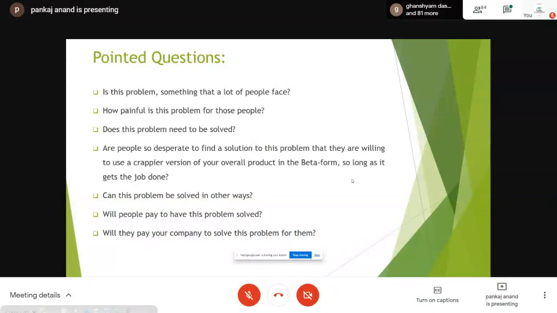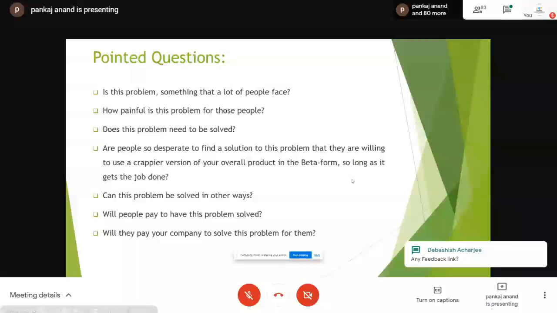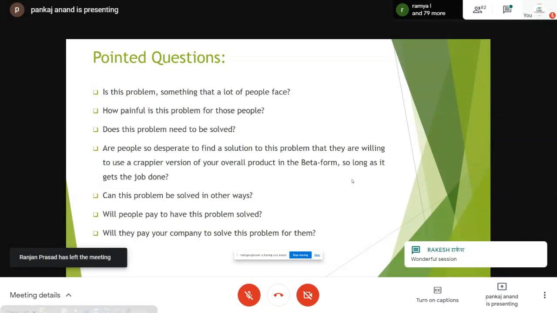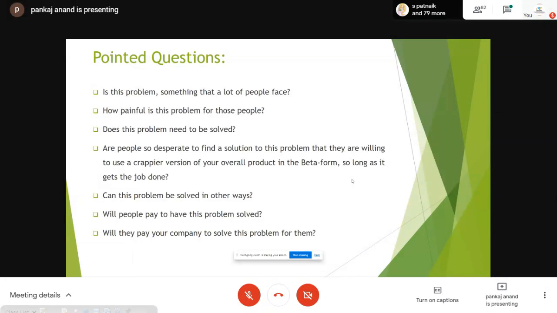This is the most important thing. Will people pay to have this problem solved? What happens generally is, when we talk to prospect customers, when we go out into the actual market and ask them, this is my idea, how do you like it? Most of the people will say, yes, this is a very good idea, I really liked it, this is great, go ahead. But the next time you go to them and tell them that you have this product ready and now you want 10,000 from them, or you quote any money, at that time, will they be willing to pay you to get this problem solved or not? This is a very important thing. Will they pay your company to solve this problem for them?